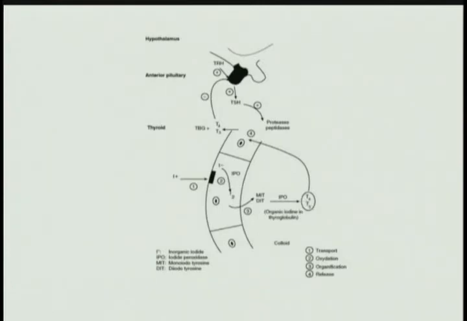T3 is more potent. T3 is more potent. There's a better effect on the tissues from T3. So basically, the thyroid secretes mostly T4, and then you get T3 conversion in the periphery, in the tissue where you have all the metabolic effects, and T3 is more potent.